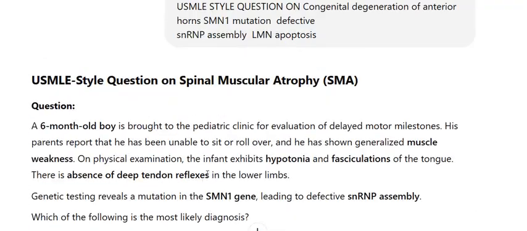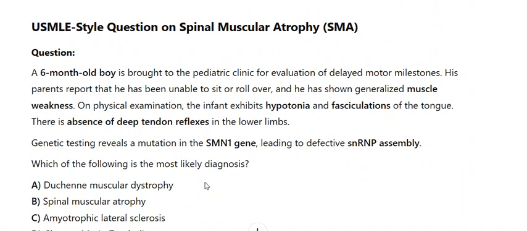USMLE style question on spinal muscular atrophy. A 6-month-old boy is brought to the pediatric clinic for evaluation of delayed motor milestones. His parents report that he has been unable to sit or roll over, and he has shown generalized muscle weakness. On physical examination, the infant exhibits hypotonia and fasciculations of the tongue.